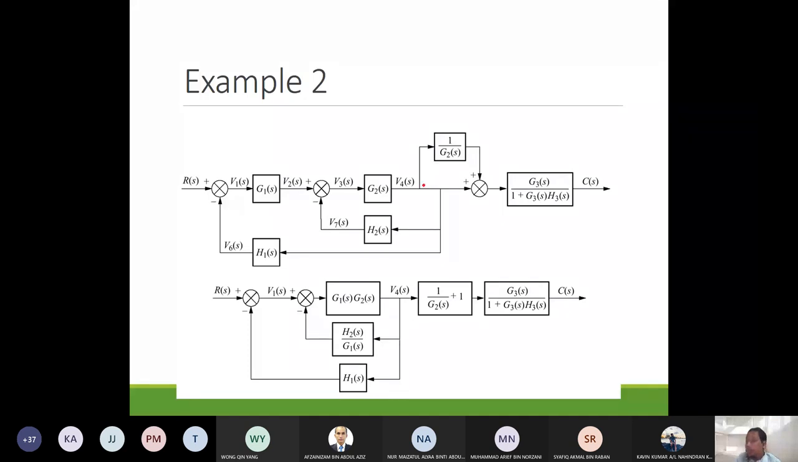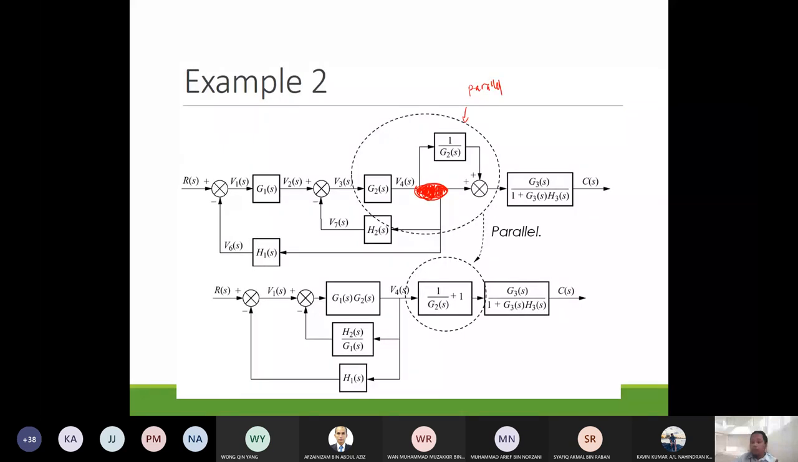So if you look at this portion here, this line here has nothing in between them. So you can simplify it, and it becomes one big pickoff point here. So the signals are split from a pickoff point, and then meet back at a summing junction. So this arrangement is a parallel arrangement, because it splits from a pickoff point and then meets at a summing junction.